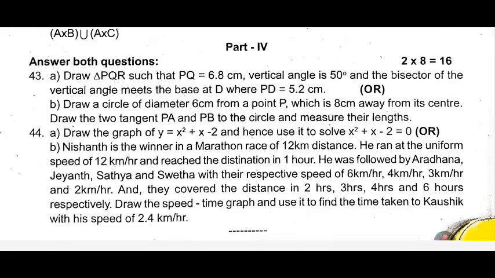Similarly, draw a circle of diameter 6 cm from a point P which is 8 cm away from the center. Draw the two tangents PA and PB to the circle and measure the lengths.